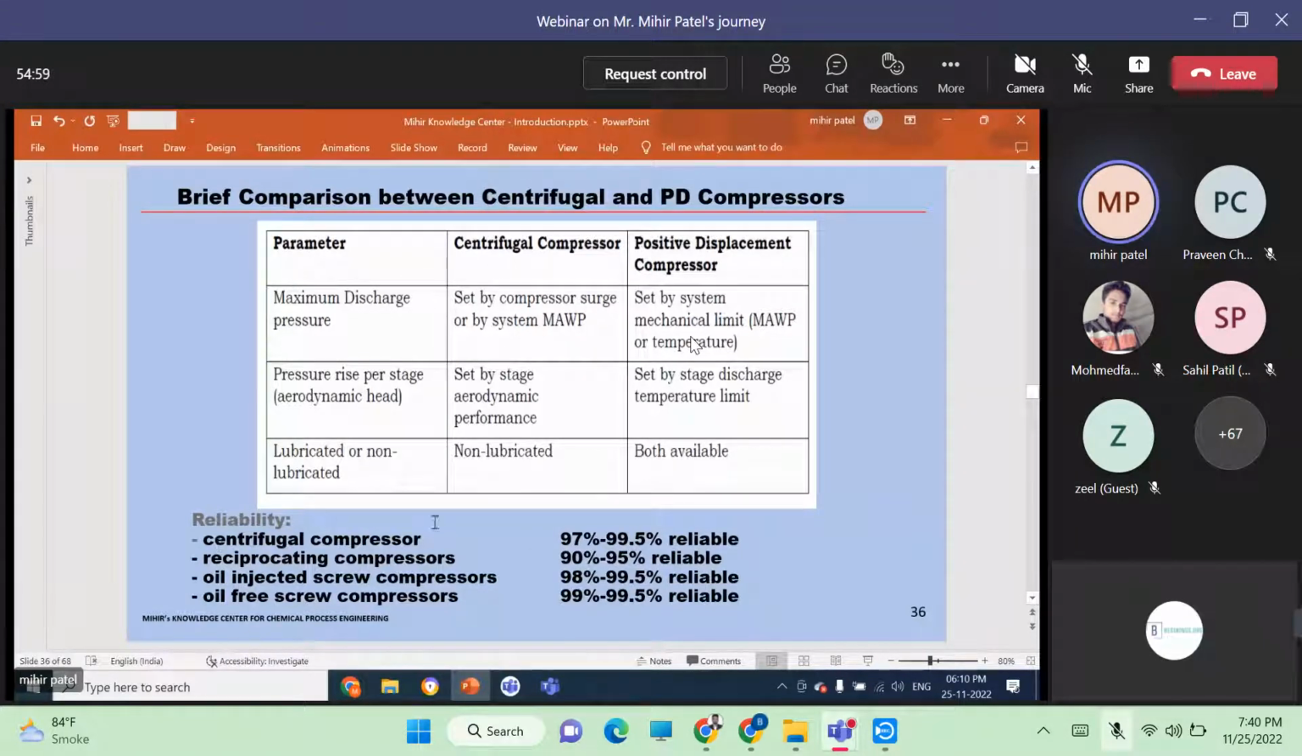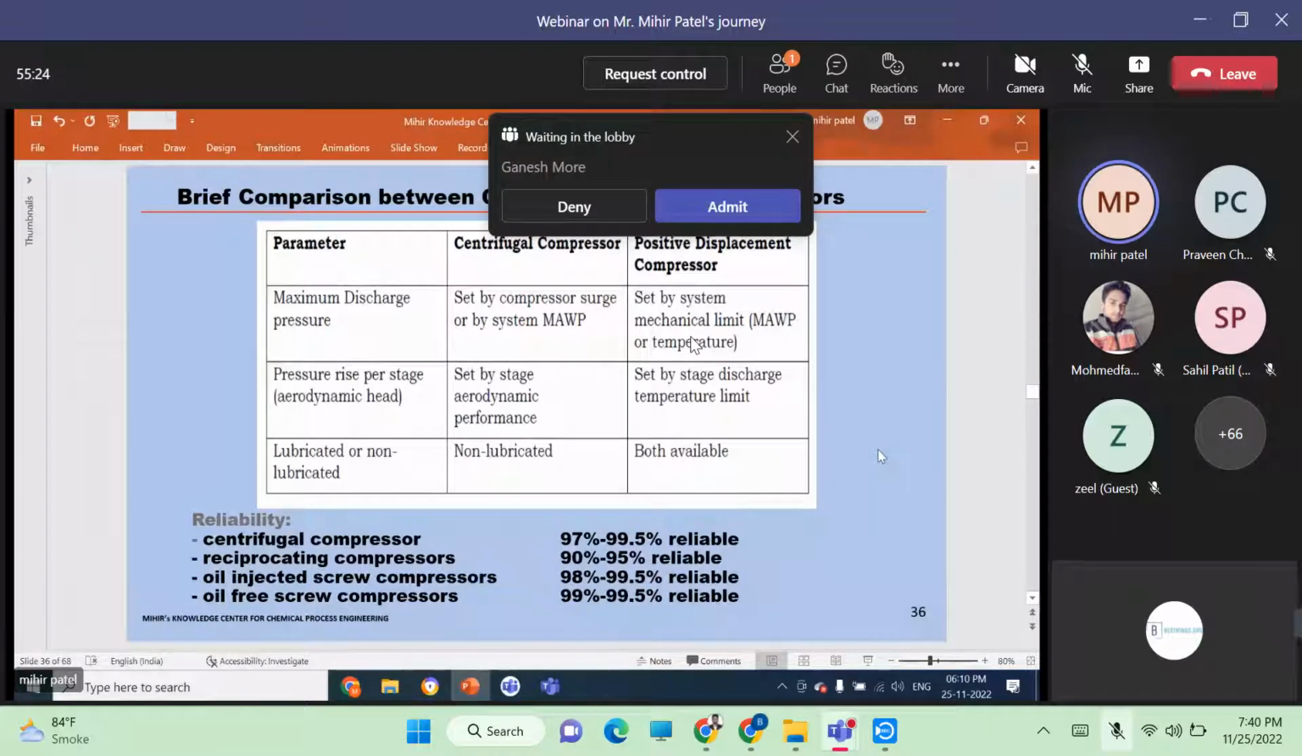This is important, the reliability. As can be seen, centrifugal is quite reliable here, 99.5%. Recip and all reliability is quite low here. Screw compressors are also quite reliable. So this reliability is very important in critical plants. So a RAM study is conducted, reliability, availability, maintainability, in which a process engineer also participates.